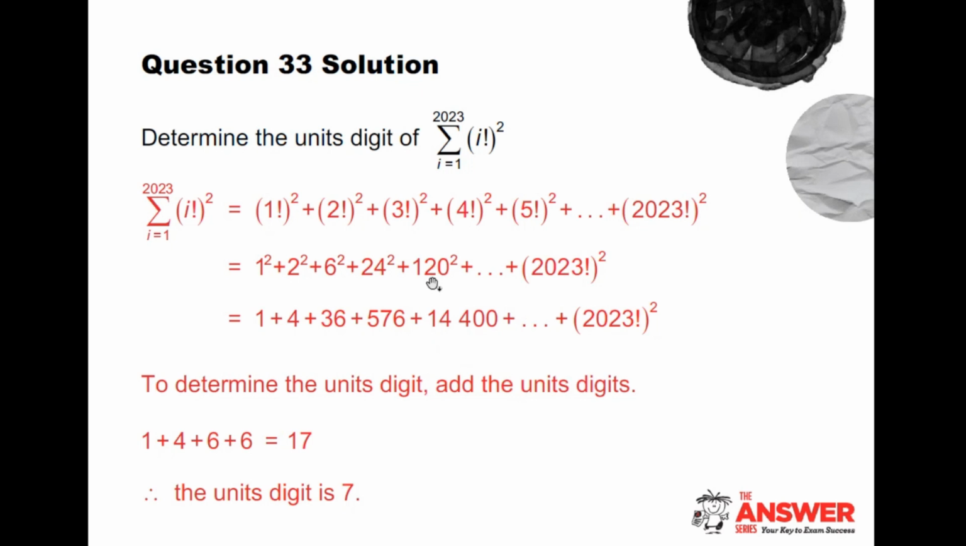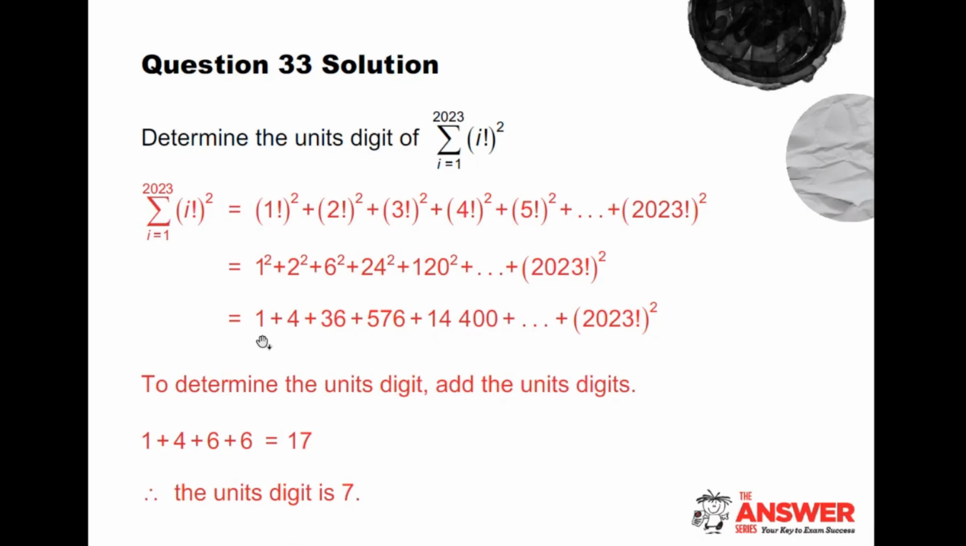But 5 factorial is 120. It ends in a nought. 6 factorial is going to be 120 times 6. Well, if 120 ends in a nought, when I times it by 6, it will end in a nought. Happens to be 720. When I times 720 by 7, the next one, 720 ends in a nought, times by 7, it ends in a nought. In other words, all of these terms here, what are they ending in? Zeros. And the question said, what's the units digit?